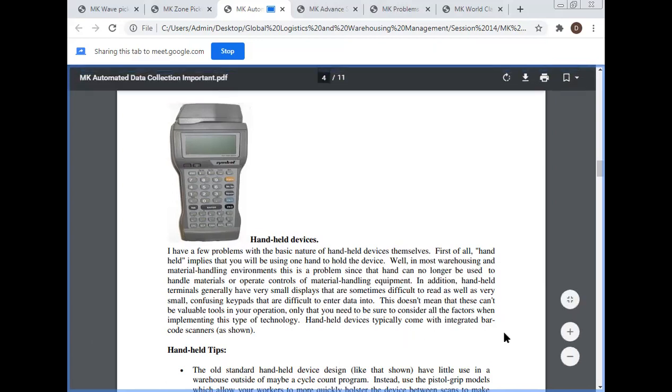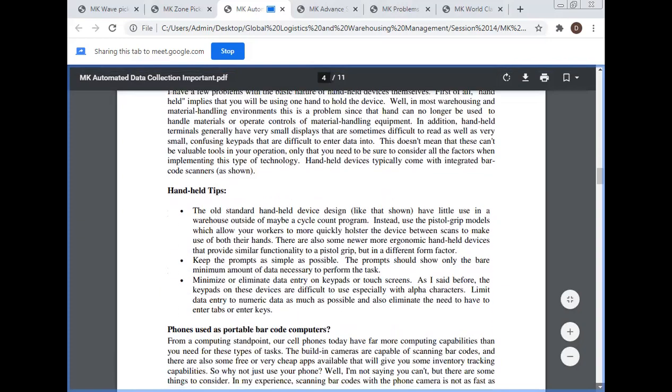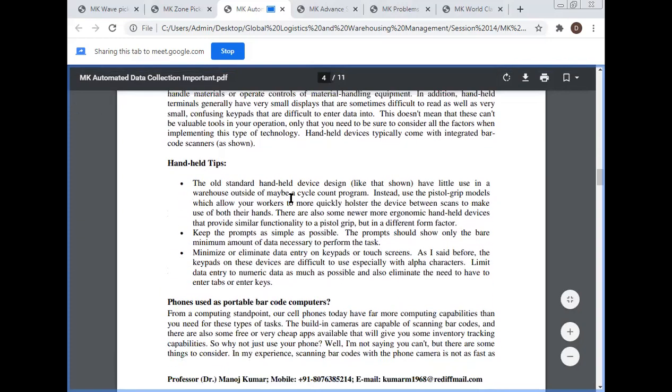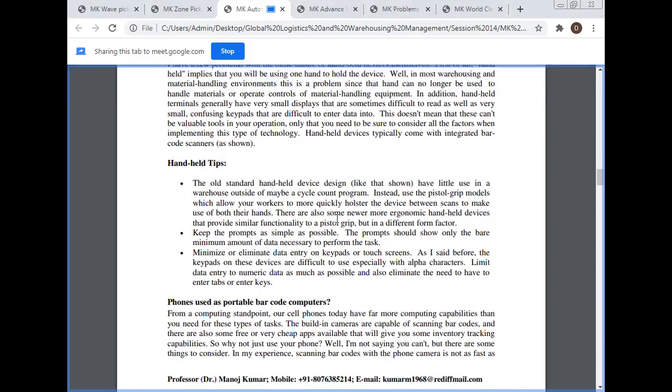Handheld devices typically come with integrated barcode scanners. Handheld tips. The old standard handheld devices like that have little use in a warehouse outside, maybe, of a cycle count program. Instead, use the pistol grip models, which allow workers to more quickly holster the device between scans to make use of both their hands. There are also some newer, more ergonomic handheld devices that provide similar functionality to the pistol grip, but in a different form factor.